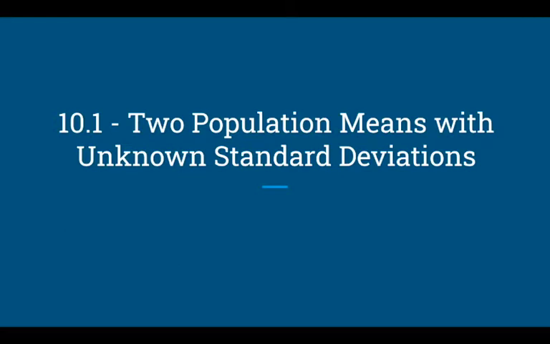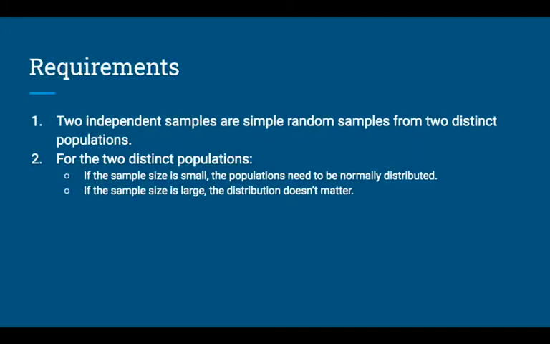So beginning with section 1, we're going to test two population means with an unknown standard deviation, or I should say unknown standard deviations, plural. Okay, there's two different populations here, and so they have two different standard deviations, and we don't know what they are. Okay, so here are our set of criteria that we're going to use to establish that we're using the correct test. We've got two independent samples that are collected using simple random sampling, and they're from two different populations, that we can identify. They're distinct, right? We can tell them apart.